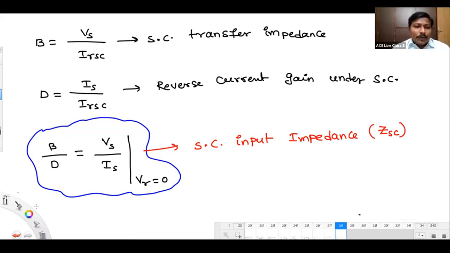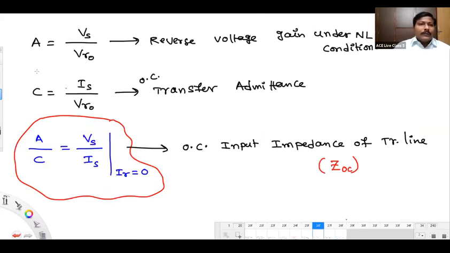Okay, let's think about the units of these ABCD quickly. What's the units of A? It's voltage by voltage, right? Voltage by voltage means we don't have any units for this. So no units for A. What about the units of C? Current by voltage, admittance, mho, or you can say Siemens.